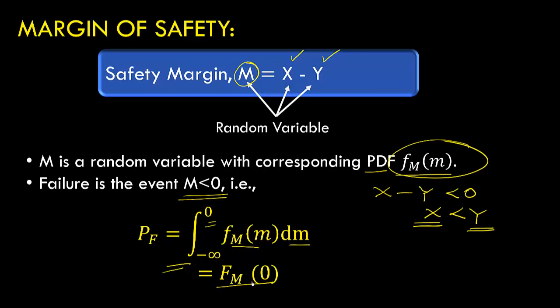Now you see the advantage of introducing safety margin is that now we are dealing with only one random variable and that random variable is M. We don't have to bother about x and y. So let us illustrate this using a graph.